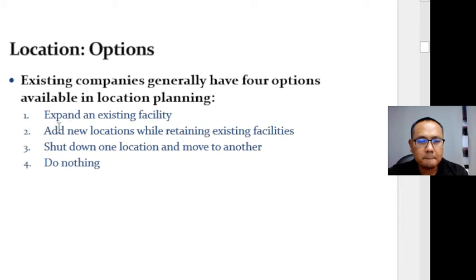This is four options. Normally, a company has available options in location planning. Maybe some of the companies try to expand the existing facility at a new location, and maybe try to move from one place to another one, and do nothing. So we have options in location, and the last one is to do nothing. That means you just stay where you are now.